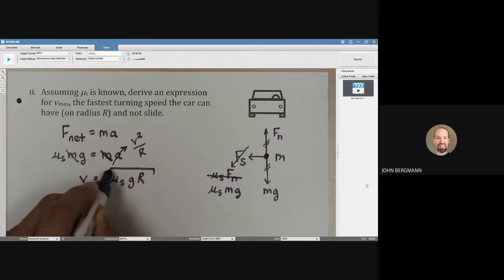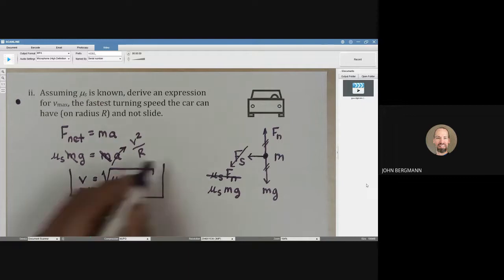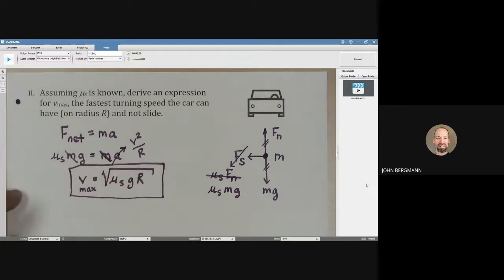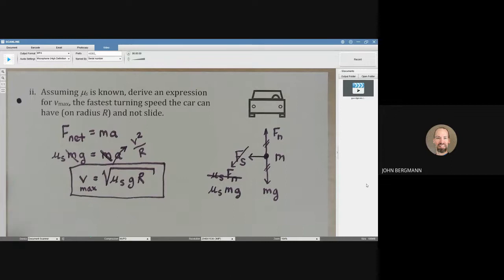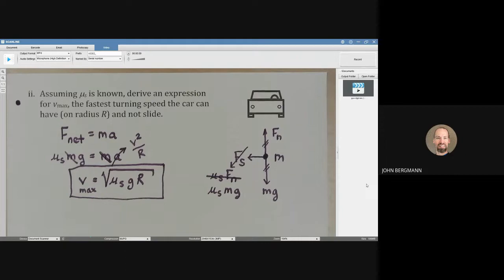Take the square root of the whole thing. Maybe I should say Vmax. That's the maximum speed that something can have without slipping. And you can see it depends on the coefficient of friction, and it depends on the radius of curvature, but it doesn't depend on the mass.